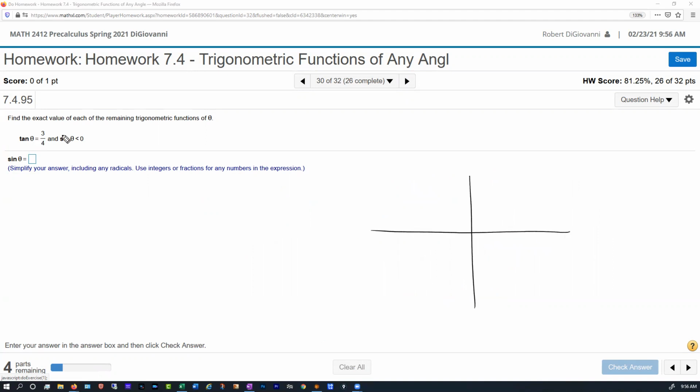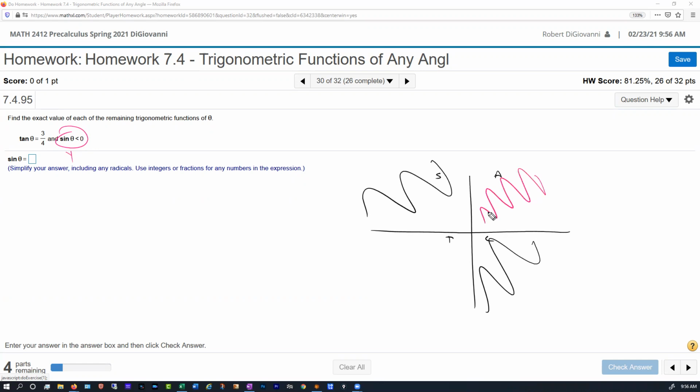Okay, tangent has to be 3/4. So remember, all students take calculus. So we can't be here and we can't be here because tangent has to be positive. That can happen in the first or third quadrants. But then they're telling us that sine has to be negative, right? Sine is the y coordinate. So we can't be here because our y coordinate is positive in the first quadrant. So we've got to be in this quadrant.